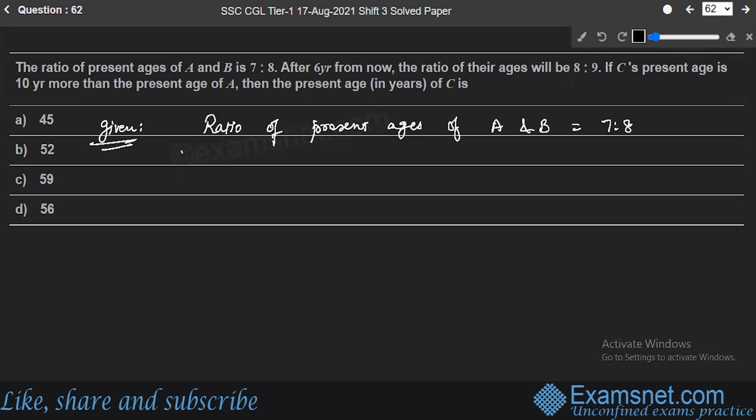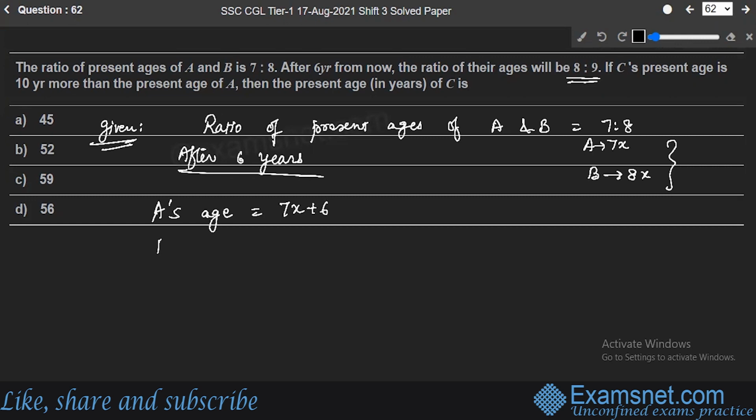6 years from now, so after 6 years, the ratio of their ages will be equal to 8 is to 9. Right. So first of all, I'm assuming here the age of A is 7x and the age of B is 8x in the present. After 6 years, A's age will be 7x plus 6 and B's age will be 8x plus 6. If C's present age is 10 years more than the present age of A, so here C's age is 10 plus the age of A, which we assumed as 7x. So C's age is 10 plus 7x. I hope you're clear with this, right? The present age of A is 7x, B is 8x, and C is 10 plus 7x, right?